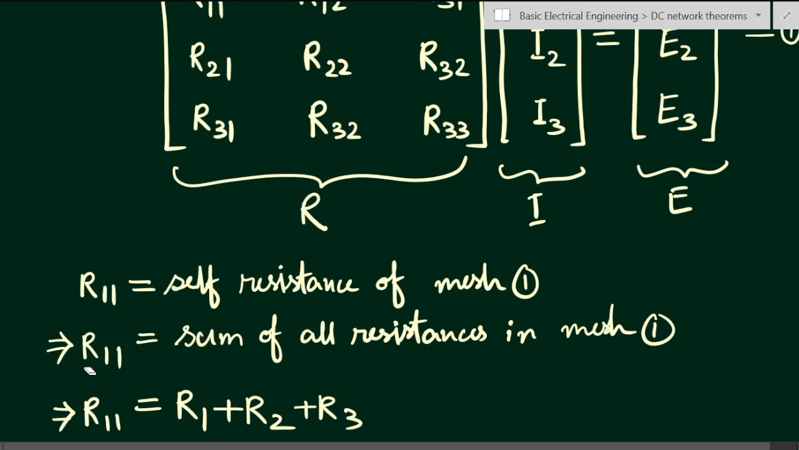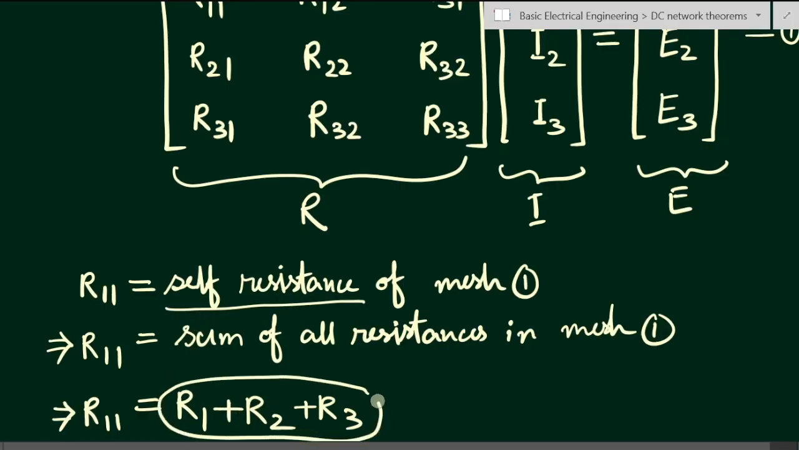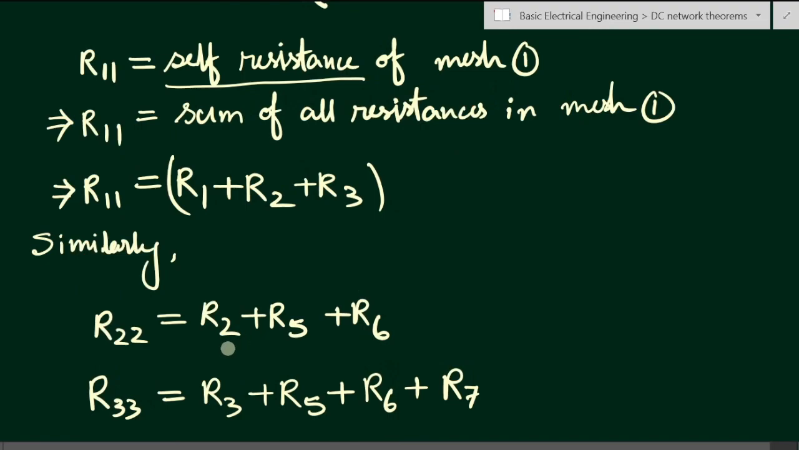So the sum of the resistances in mesh 1 will be the value of R11, because we have considered the same loop and we have compared with the same loop. That means for the self resistance we have considered loop 1 and the same loop, and these are the common elements, common resistances. So we have to find out the self resistance, therefore we have to add them. R22 will be R2 plus R5 plus R6, and R33 will be R3, R5, R6, R7.